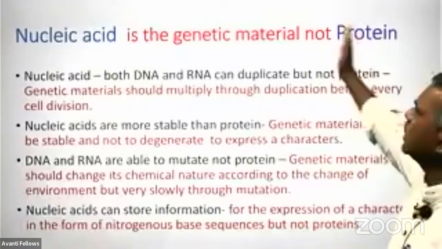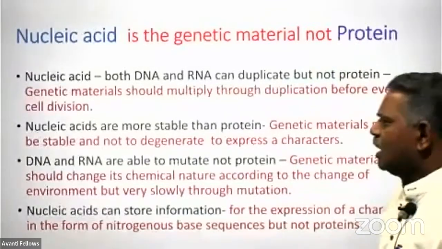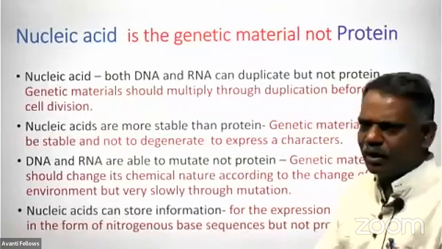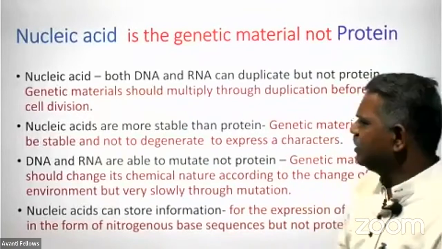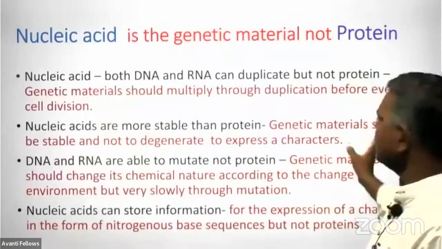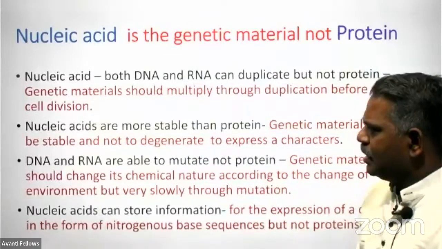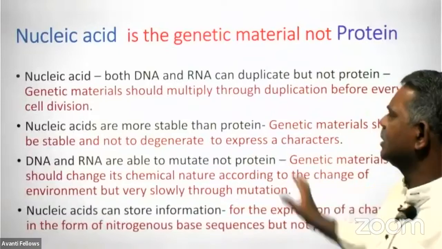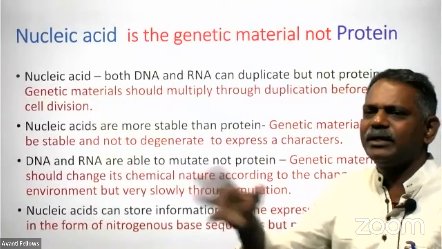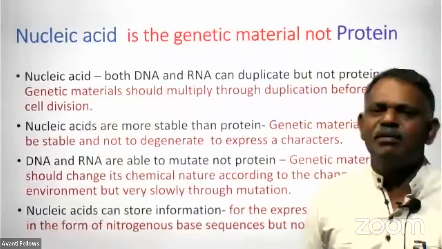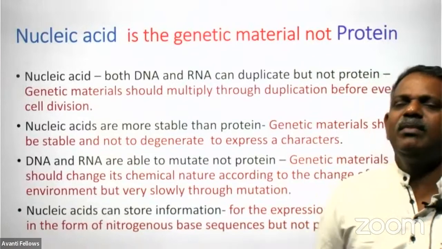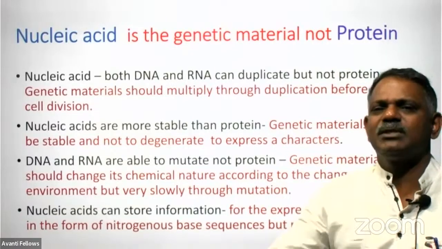So protein cannot act as what? The genetic material. And nucleic acids are more stable than protein. Protein can degenerate. It can be degenerated depending on the climatic condition, right? And the genetic material should be stable and not degenerate to express a character. Because nucleic acid only is expressing a character. If it is changing the chemical nature according to the climatic condition, naturally a lot of defect will be there in the individual to express a character.